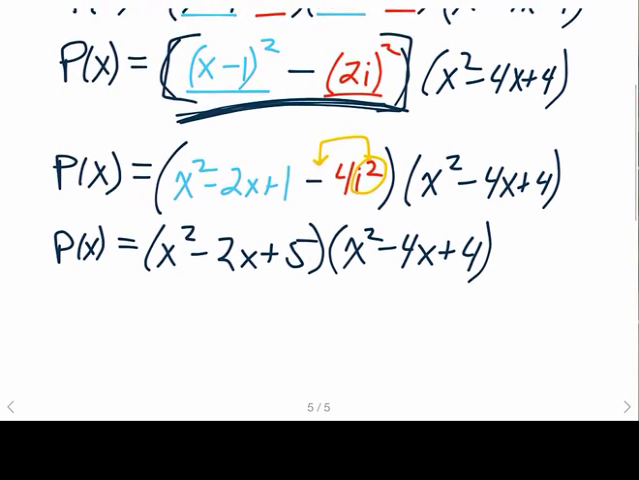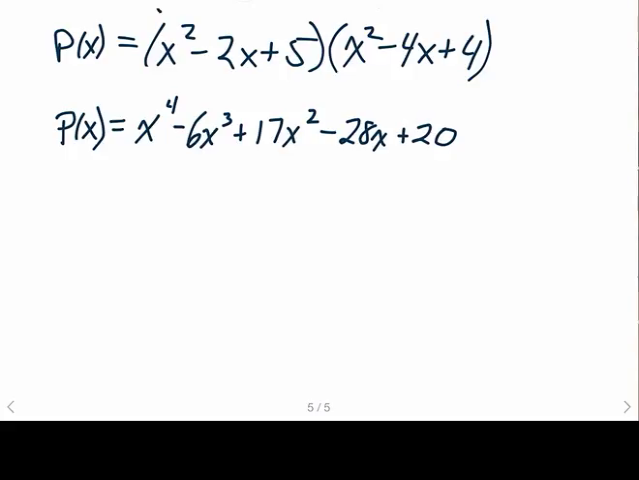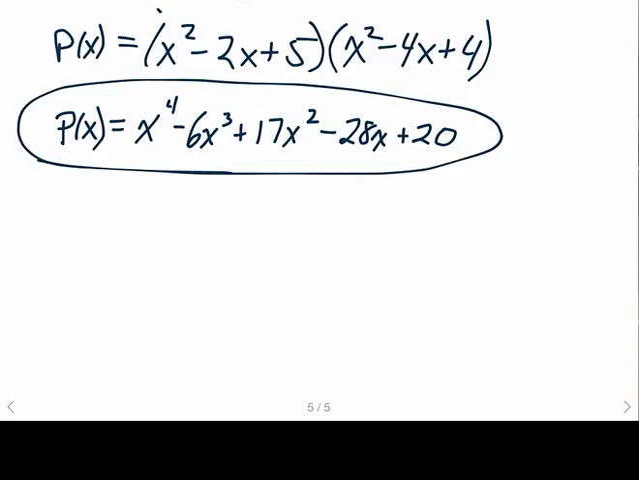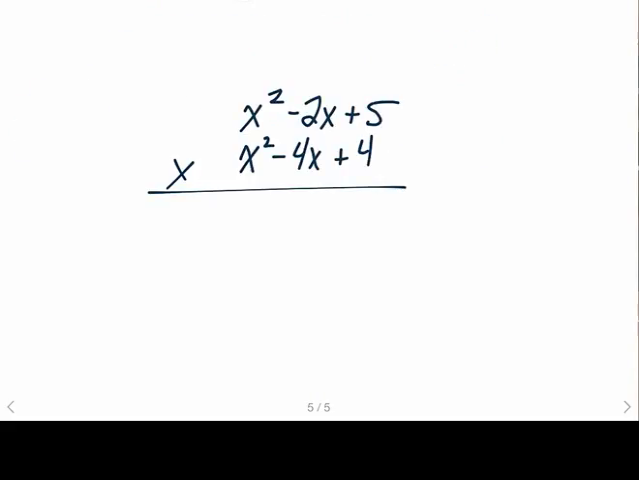After multiplying these out, I get p of x is equal to x to the 4th minus 6x cubed plus 17x squared minus 28x plus 20. This is the polynomial function that we were after. If you're cool with how to multiply all that, you can be done. Stop the video. If not, stick around. One way you could do it would be arches, right? X squared times x squared times negative 4x. That's a good way to lose stuff. What I would recommend, if you would like to see it, bookkeeping.